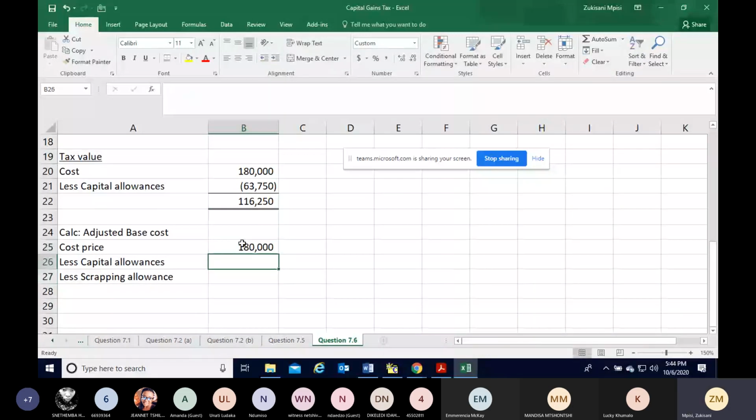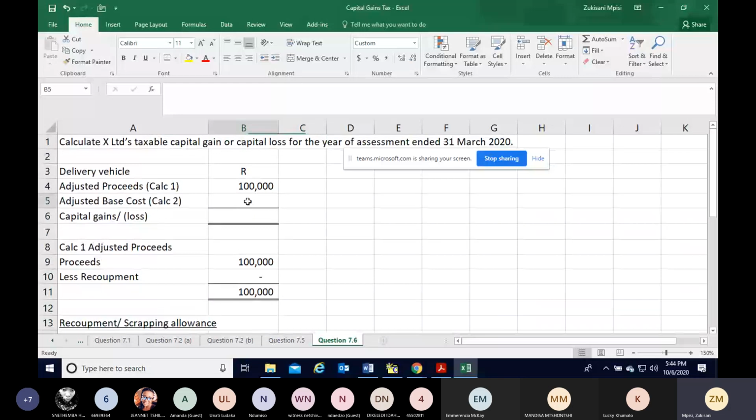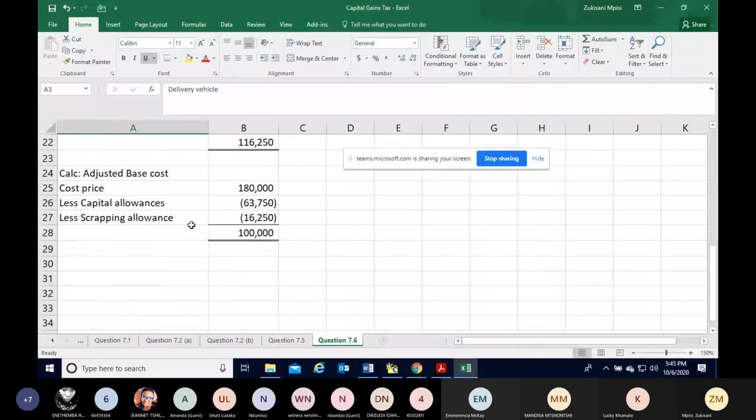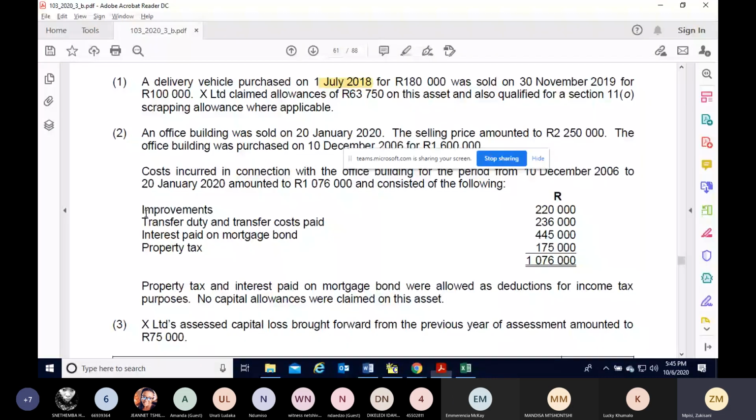Cost price, it's 180,000. We know that the allowance is 63,750, and we know that the scrapping allowance is 16,250. Therefore, the base cost becomes 100,000. So adjusted proceeds less adjusted base cost, 100,000 minus 100,000, gives you nil capital gains or losses. So that is about the first transaction, the delivery vehicle.